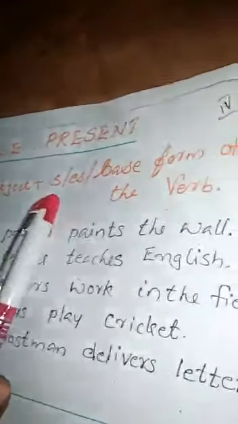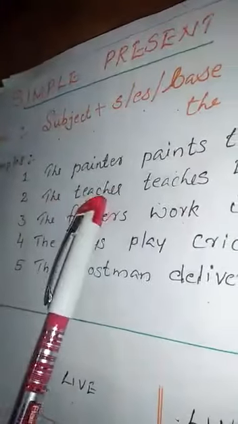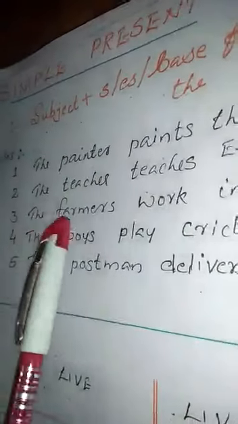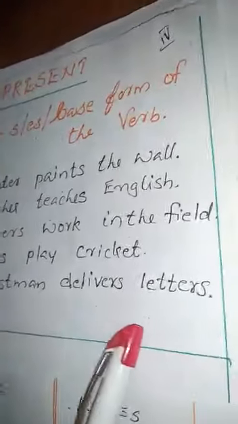Let us start with the first tense. It is simple present. The form of simple present is subject plus s or es or base form of the verb. Here we have some examples. Examples: the painter paints the wall. The teacher teaches English. The farmers work in the field. The boys play cricket. The postman delivers letters.